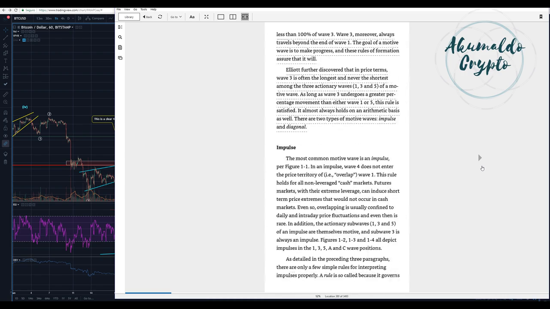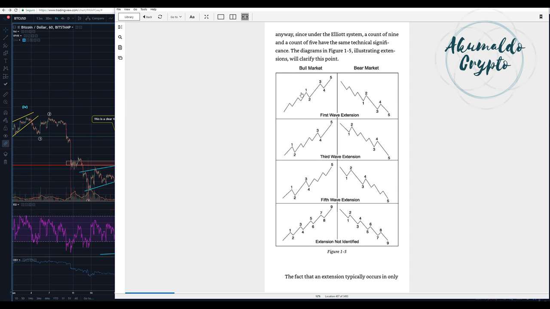What I want to show you is that in a bull market, we might have something like this, an extended wave one. In a bear market, an extended wave one. First wave extension, third wave extension, which is the most likely to happen. An extended wave 3, an extended wave 5. Here we have it. And an extension not identified, which is a rare case. Those are the examples. Then we need to understand this is a motive impulse wave, 1, 2, 3, 4, 5, and one of the waves, most of the time, is extended.